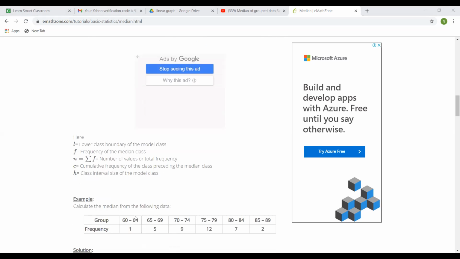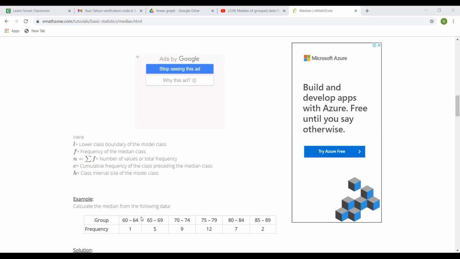As you can observe, we will see what the cumulative frequency is and what class boundaries mean. Calculate the median from the following data. In the grouped data, you can see the data are arranged in a proper order and classified in different groups. There are 1, 2, 3, 4, 5, 6 groups or classes, which contain values from 60 to 64.